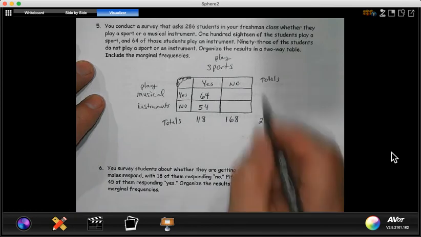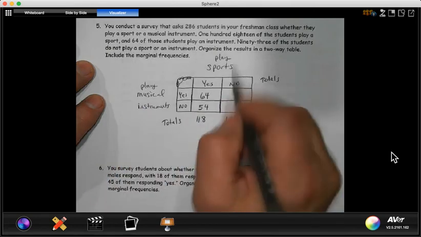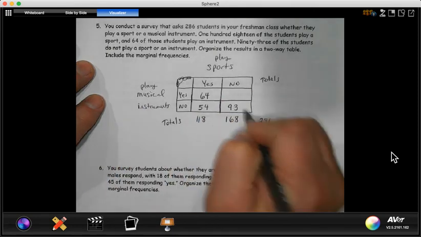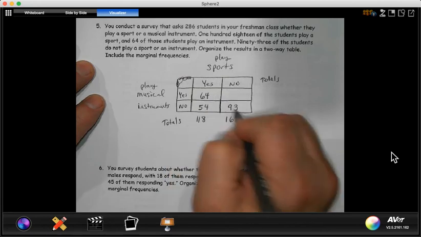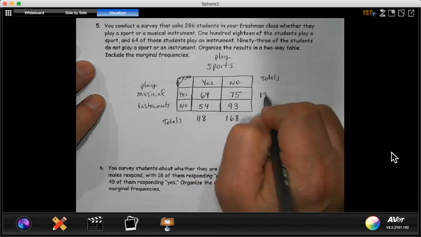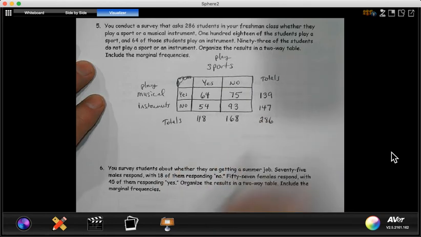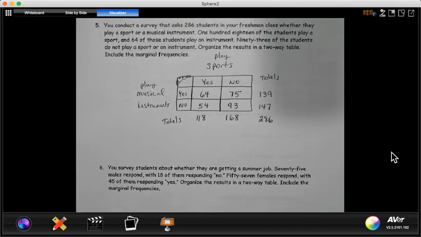And I need one more data set to finish it off. 93 of the students do not play a sport or an instrument. So the no, no is 93. That means the no sports, yes musical, there's 75. That means there's 139 there. And that's 147. So there's my two-way table. Cool? So then from here, we could ask you questions like, of all the students that are surveyed, how many of them play both? You would do 64 out of 286. Cool.